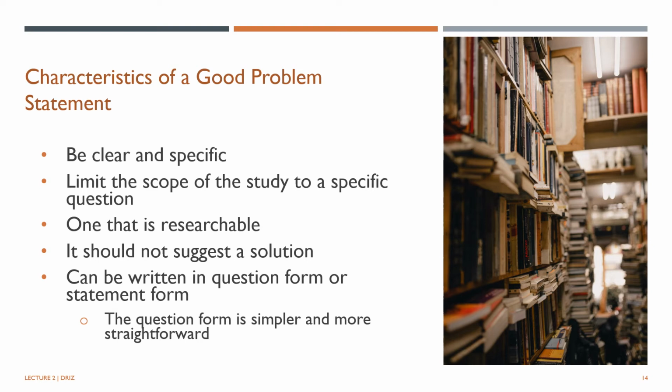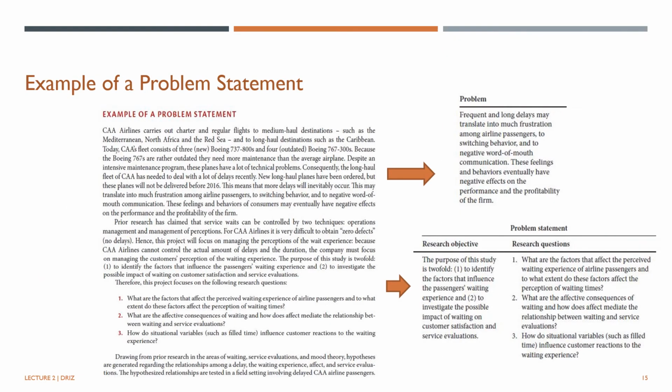Last but not least, a good problem statement can be written in question form or statement form, though according to Kerlinger, a good problem statement should be stated clearly and unambiguously in question form. Here is an example of a problem statement in a business research. Ideally, a problem statement comprises both the research question and objectives. As you can see, the author began with a description of the problem in the first paragraph, followed by a smooth transition towards his or her research objective and questions.